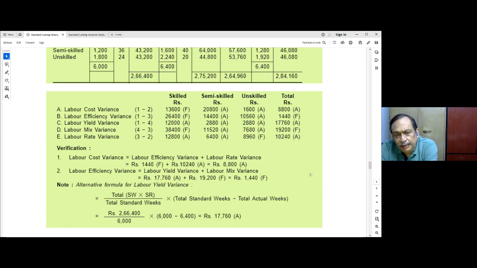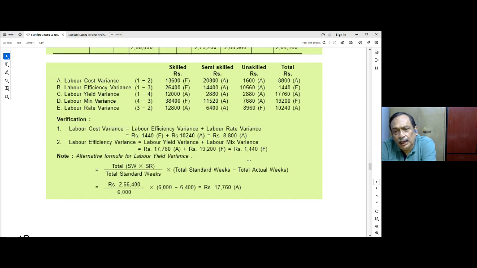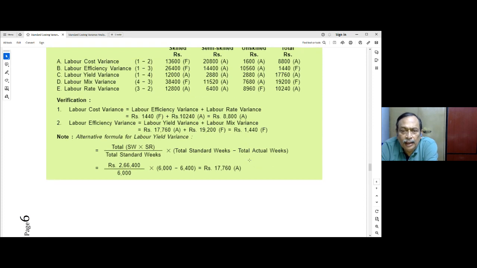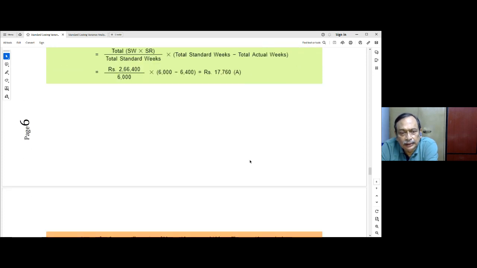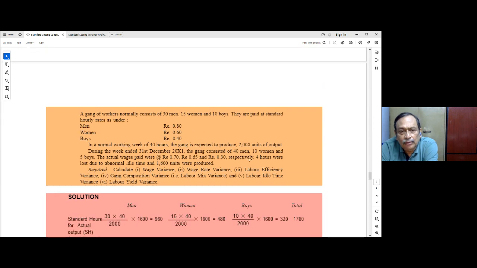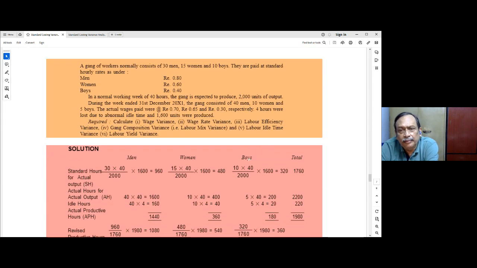And again, labor efficiency variance is equal to labor yield variance plus labor mix variance, which is 17,760 adverse plus 19,200 favorable, which comes to rupees 1,440 favorable. So we are sure that the solution is correct. Now we are going to have a new problem.